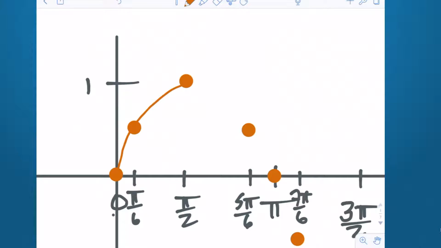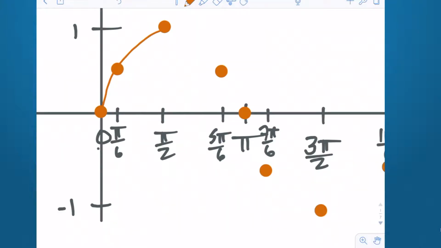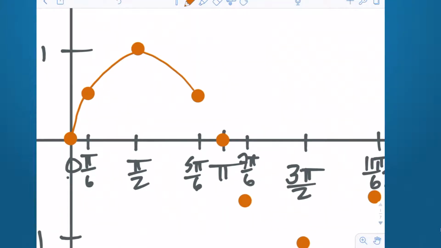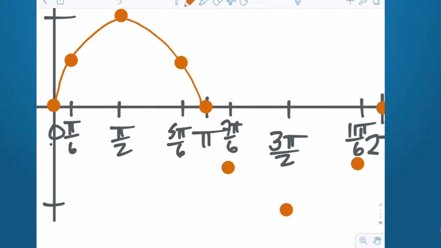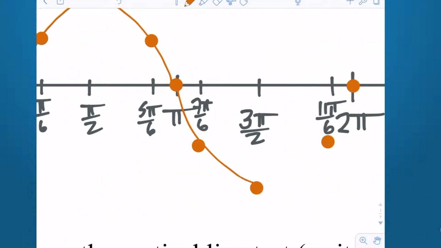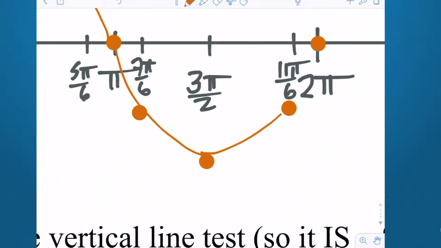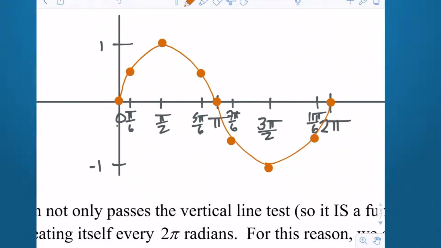And you can kind of do it in quarter cycle intervals, like from 0 to pi halves, and then from pi halves back down to pi, then from pi down to 3 pi halves, and 3 pi halves back up to 2 pi. And look how beautiful that is. There you have what we call one cycle of the graph of sine.